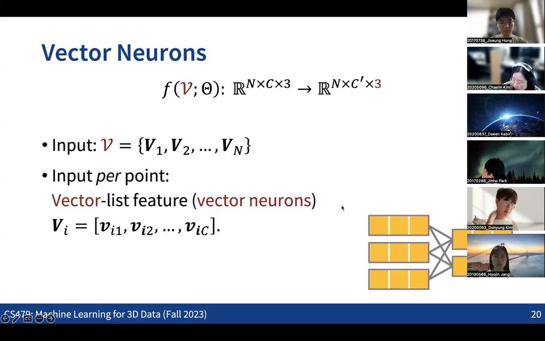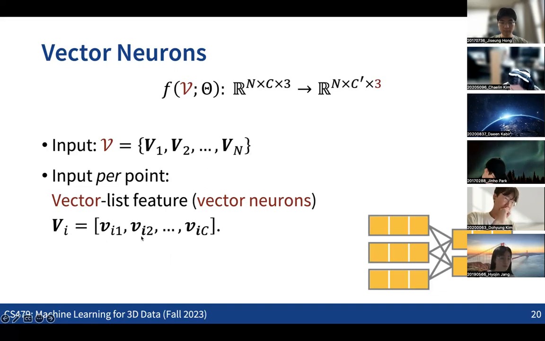So in the next slide, what we can see is that as the input, we also have a set of features for each point. And here each V_i indicates the feature for each point. As the feature of each point, we have a vector list. So now we have C vectors as the feature for each point.